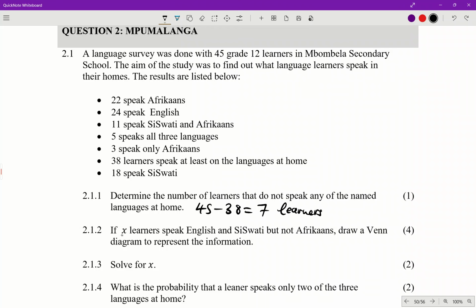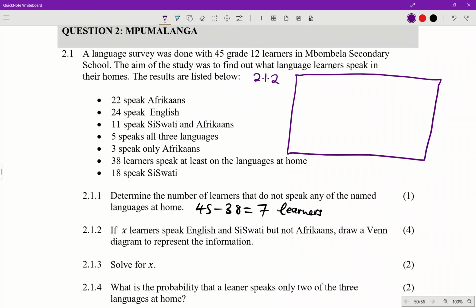So now, if x learners speak English, Siswati, and not Afrikaans, draw a Venn diagram. Oh, okay. So a Venn diagram, you start with a square like this. Of course, guys, I'm not drawing to scale. So this is 2.1.2.2. This is a Venn diagram. You start with a square like that, and then those circles. Okay, so this is what we have.